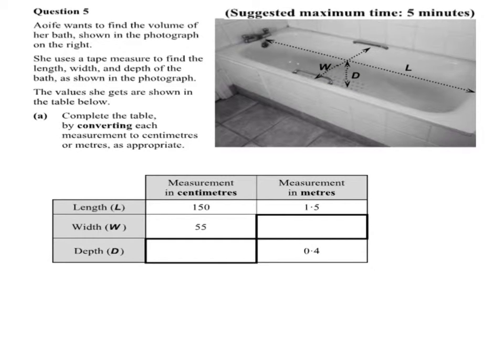Another word for depth could be the height. The values she gets are shown in the table below. Complete the table by converting each measurement to centimetres or metres as appropriate. So we're given 150 centimetres equals 1.5 metres. We need to change centimetres into metres, so we need to fill in this box. And change metres into centimetres, fill in this box.